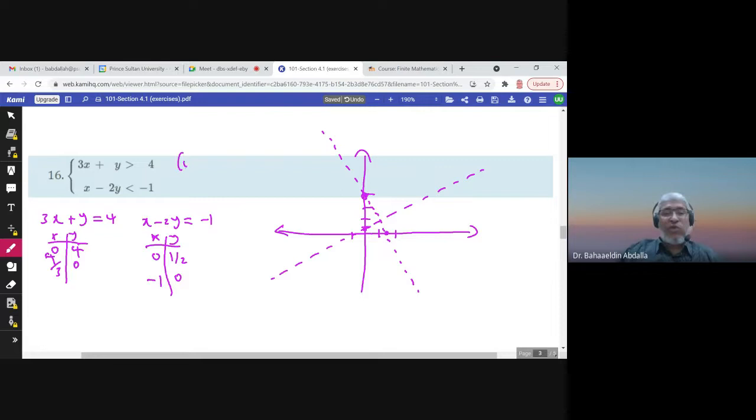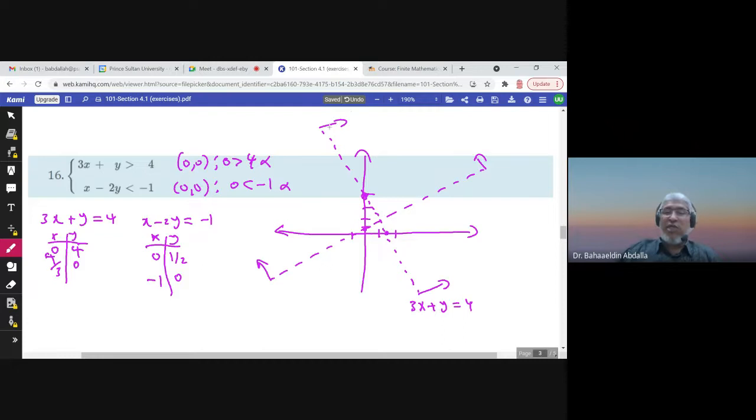Now which region? Let me choose 0, 0 here. 0 plus 0 greater than 4, this is not correct. So where is this line? 3x plus y equals 4, it is this line. And 0, 0 does not belong to the solution region, so the graph is this half of the plane. The second line, 0, 0, 0 minus 0 less than negative 1, this is not correct. So also 0, 0 does not belong to the graph, so the graph would be to the other side.